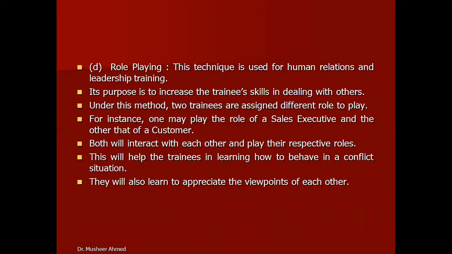Now, fourth is role playing. Role playing is another important technique for human relation and leadership training. In role playing, the main objective is to increase the trainee skills in dealing with others. In this method, two trainees or more than two trainees are assigned different roles to play, or a group of trainees may be given a case and asked to take the roles of different characters in the case and play the case in front of all the trainees who are present there.